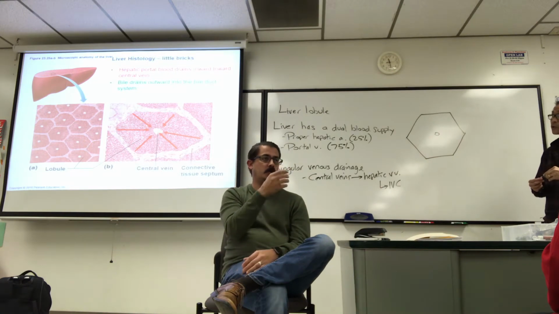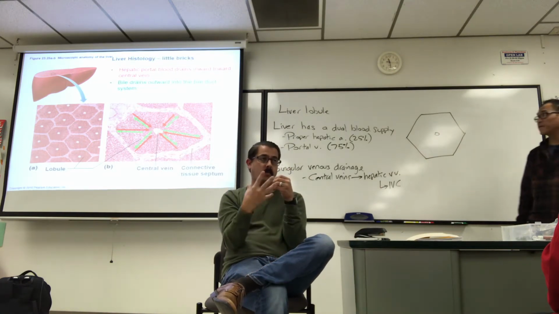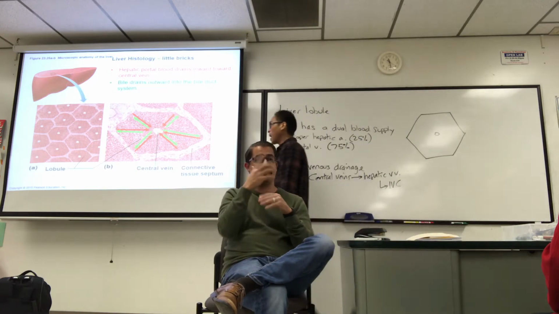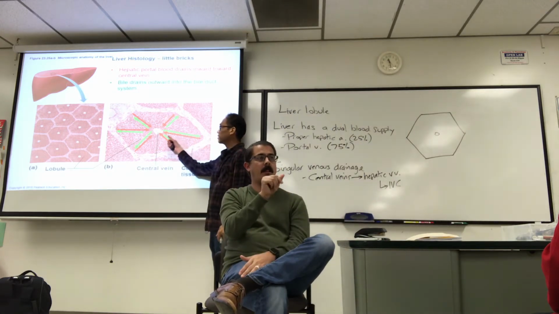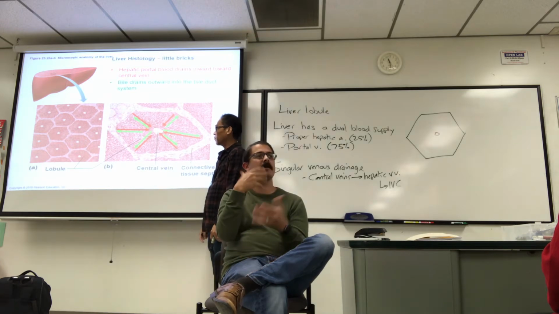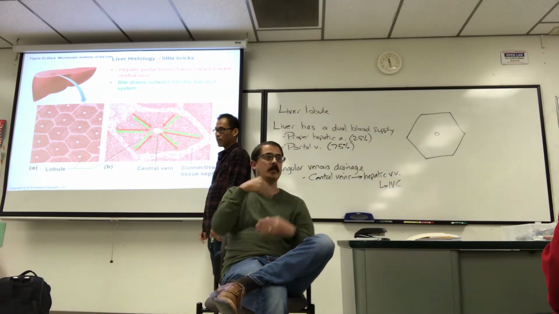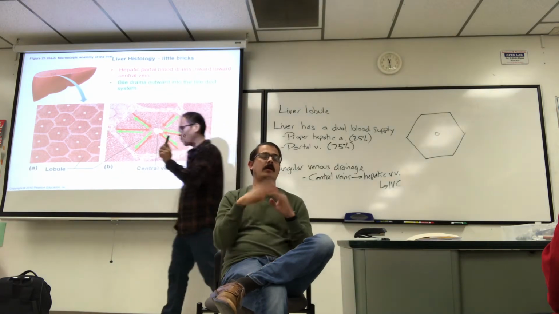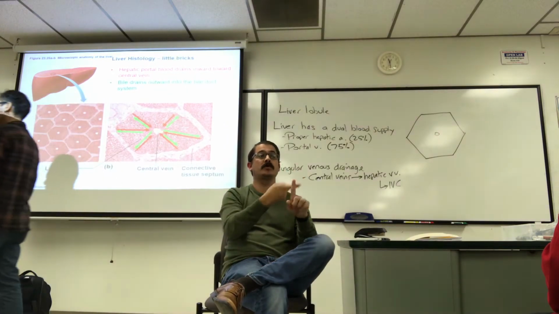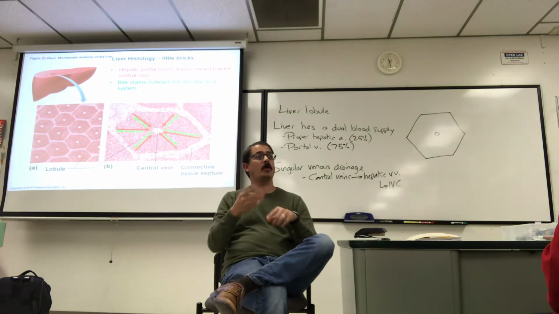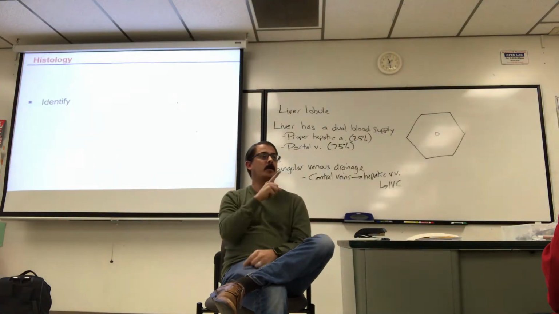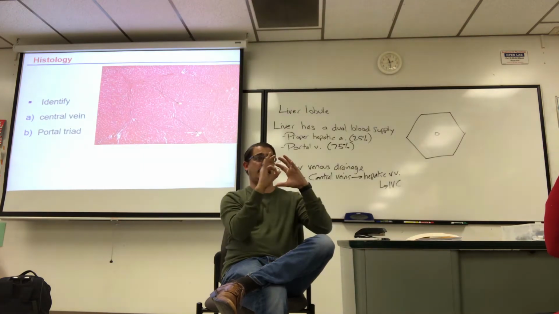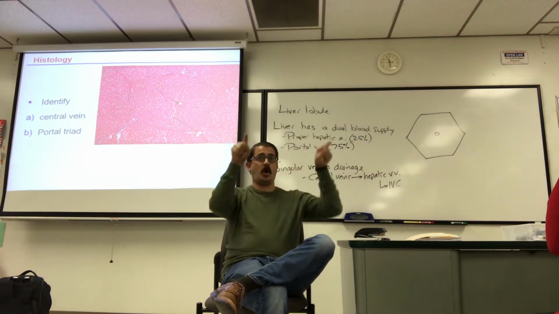As the blood flows towards the shower drain, the hepatocytes have a chance to process all the food you ate and to extract all the oxygen and nutrients. But also, bile produced by the liver flows in the opposite direction towards the corners. So really the histology, what you should be able to identify is the central vein in the middle, and then at each corner of the hexagon, what's called a portal triad.